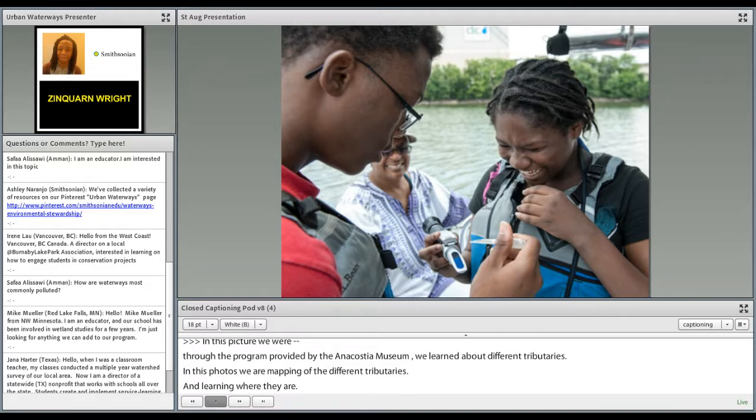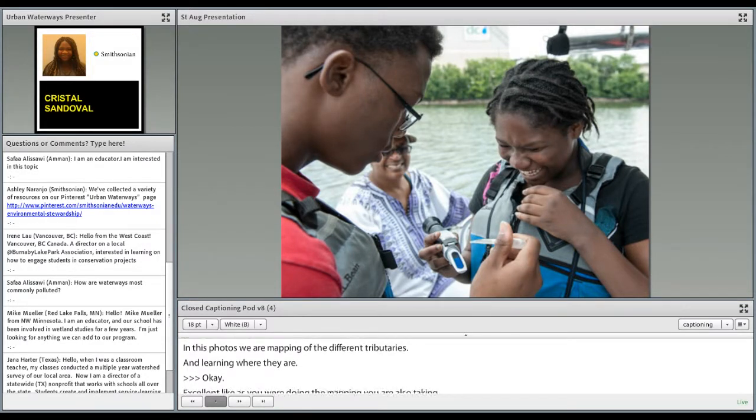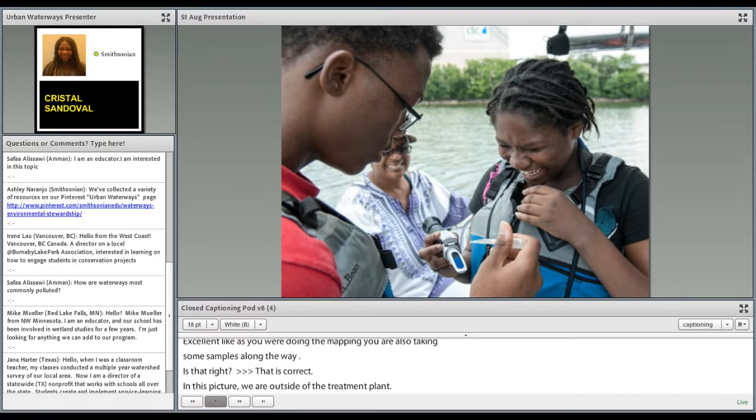Is that right? Yeah, that is correct. Like in this picture, we're outside of the treatment plant, and right after we tested the water directly after it was treated, that's when there was a difference from the beginning of the Anacostia River to the end because of the treatment plant.